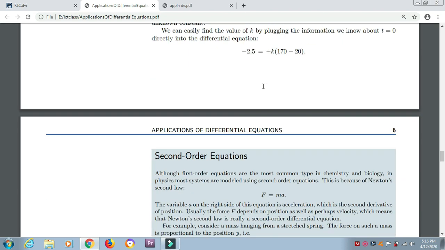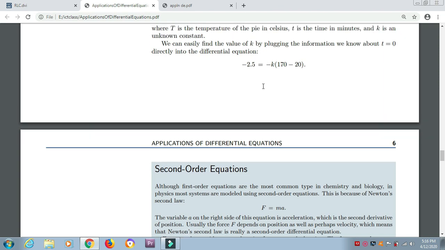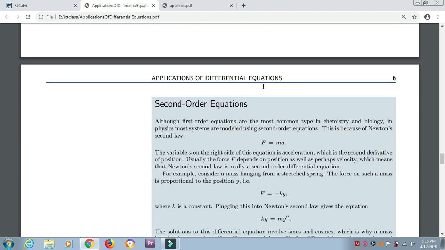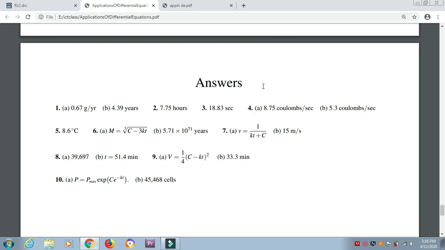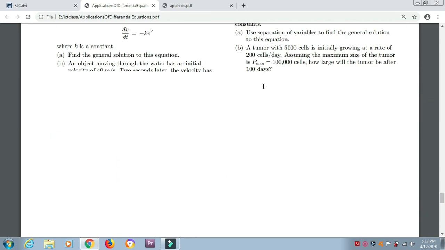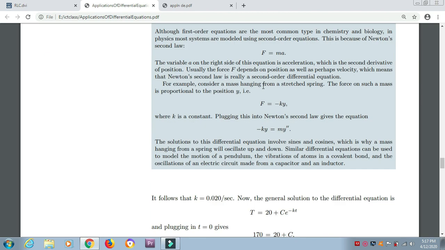Here T is the temperature of the pie in Celsius, t is the time in minutes, and k is an unknown constant. We can easily find the value of k by plugging the information we know about t equal to 0 directly into the differential equation. For that, we have the solution for k. The above examples are examples of first order differential equations.